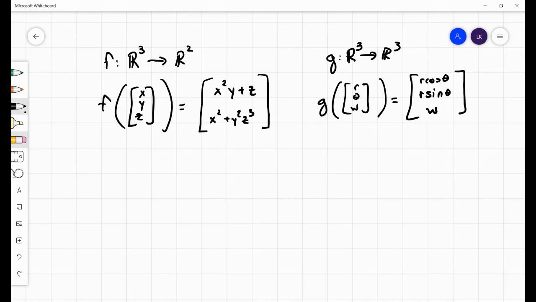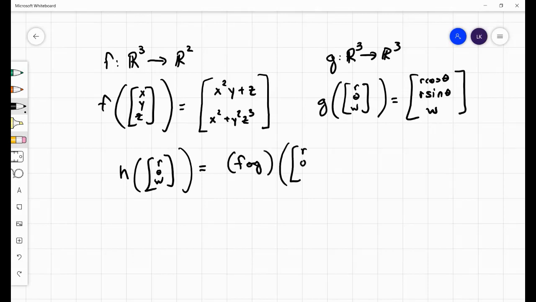All right, so what I'm going to do is create a new function on R3, which is defined to be the composition of f with g at this point. So that is to say, we take g and evaluate it at this point.